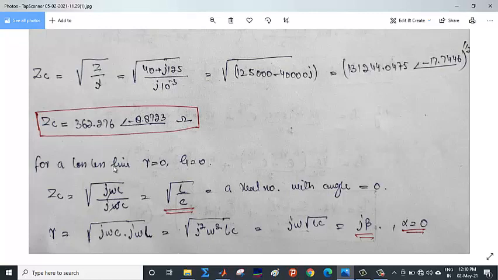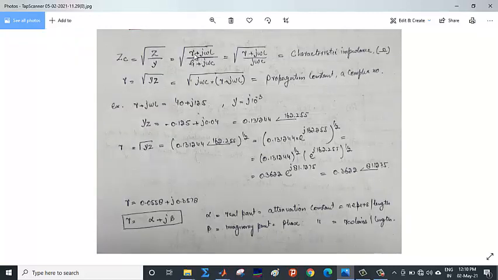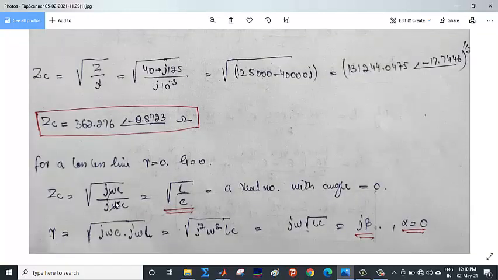So for a lossless line, you will see that R is equal to 0 and G is equal to 0. We have already discussed this. So in that case, this part will also be equal to 0. That means our ZC will be equal to j omega L divided by j omega C. This j omega will cancel. It will be directly equal to root of L by C. It is a real number. It is resistive in nature with angle equal to 0. So you can see from here to here, at the maximum, the angle of the characteristic impedance will be 0. Otherwise, it will always be negative.